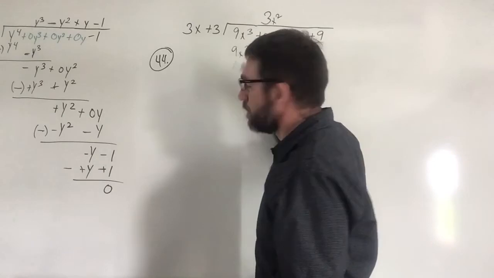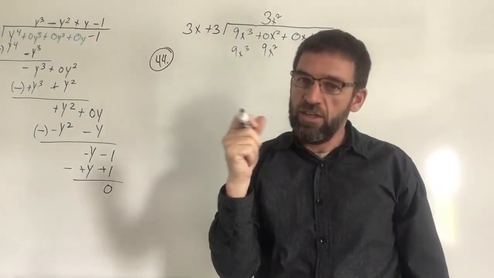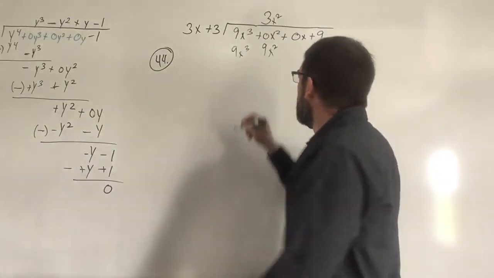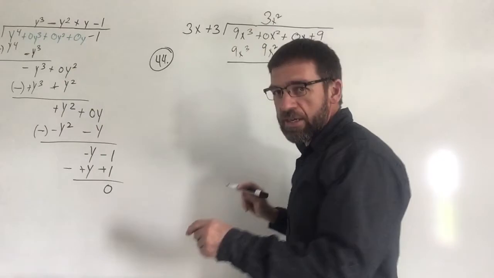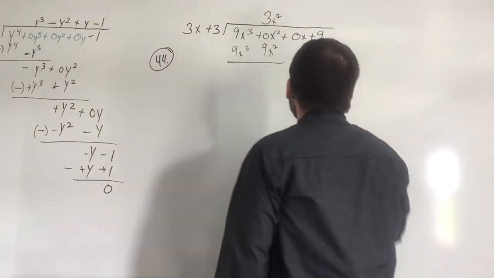9x cubed. Now you follow along here because I may make a mistake. I may do it unintentionally and I may do it intentionally. Okay? So as soon as I make a mistake, you raise your hand. Okay, or holler or something.